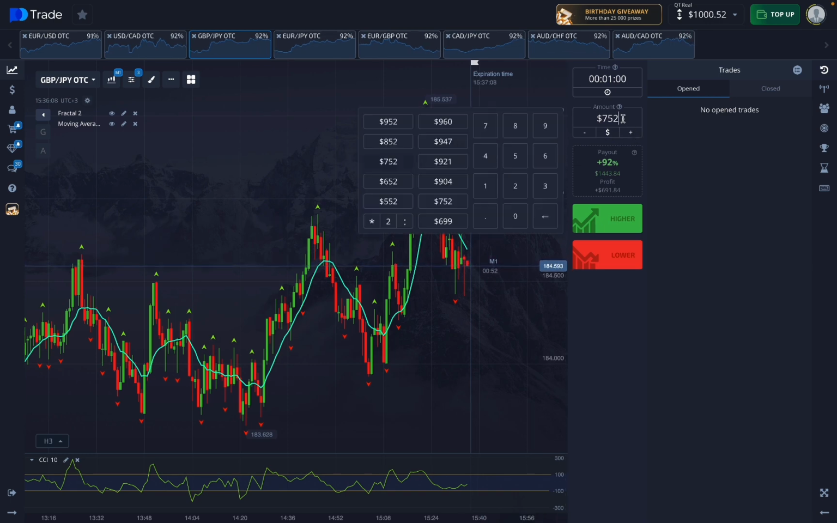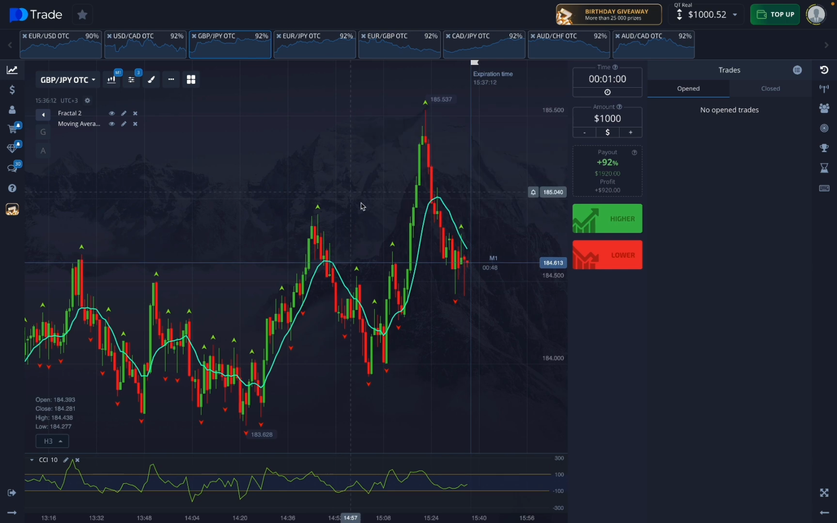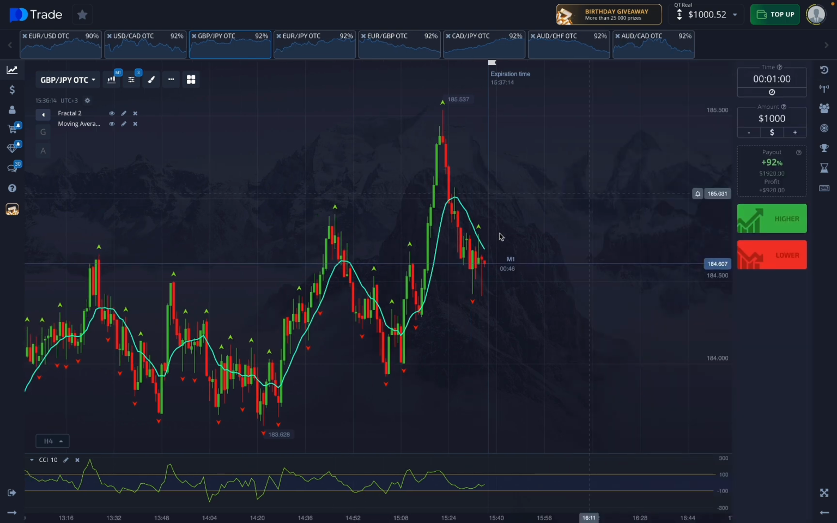In fact, I'm going to adjust the trade value amount. I will now open a trade with my entire balance, which is exactly $1,000. I plan to proceed with further analysis. So let's go ahead and select the following currency.